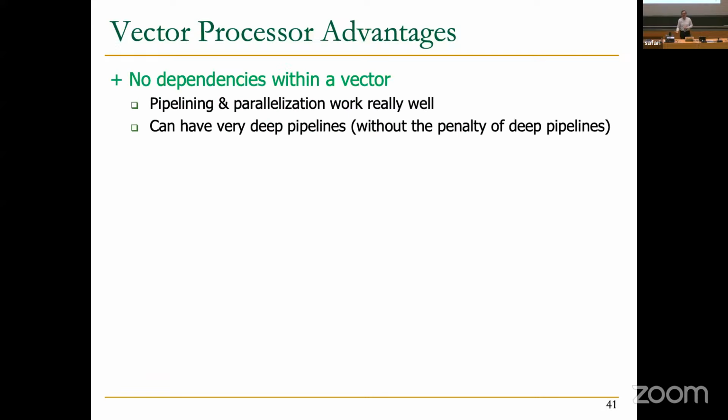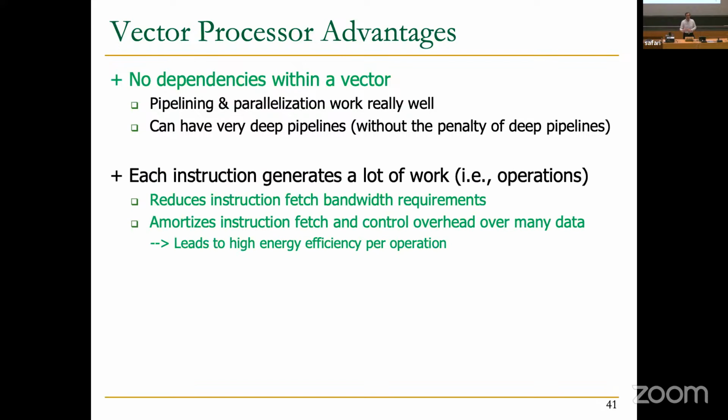Essentially, the lack of dependencies within a vector enables pipelining and parallelization. Pipelining is actually in time, if you will, and parallelization is in space. So you can actually do array processing as well as vector processing, which is nice. And you can have very deep pipelines without the penalty of deep pipelines, except for, of course, the sequencing overhead, right? And the hardware overhead. I'm kind of ignoring that, but the other performance penalty, like flushing the pipeline, you don't need to do that. Each instruction generates a lot of work, lots of operations, basically.